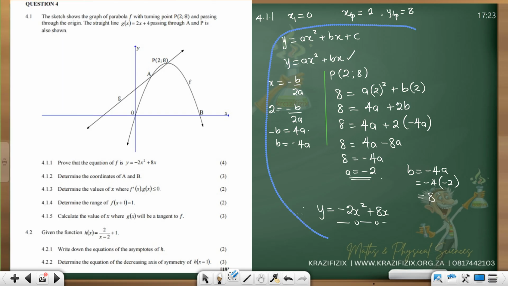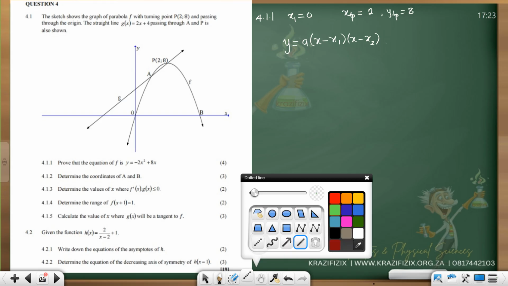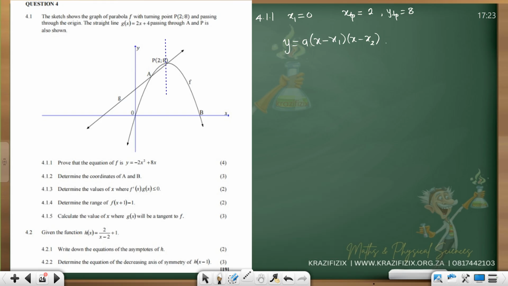Alternative method would be, let's check something. y equals a(x minus x1)(x minus x2). This is standard. But it looks as if I don't have x2, which is a lie. The knowledge of functions will help me to find x2 without much calculation.